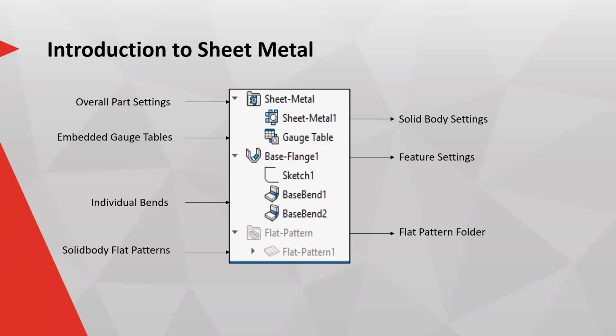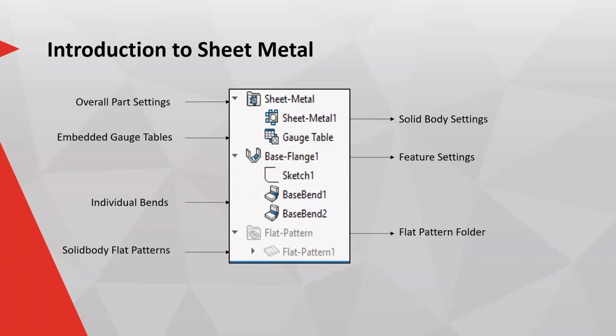When creating multiple sheet metal bodies, what you'll see in the solid body settings is multiple subfolders under the sheet metal folder, and from there you can individually change your sheet metal parameters such as your gauge tables and thicknesses. So you can have one sheet metal component with various gauges of steel or various thicknesses or bend parameters.